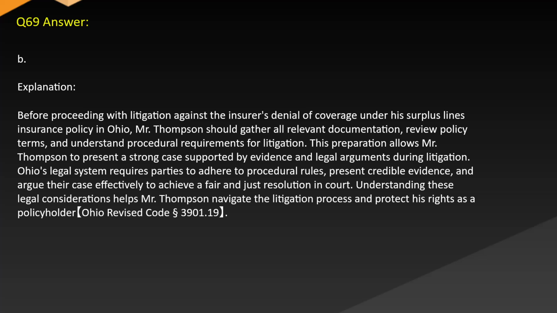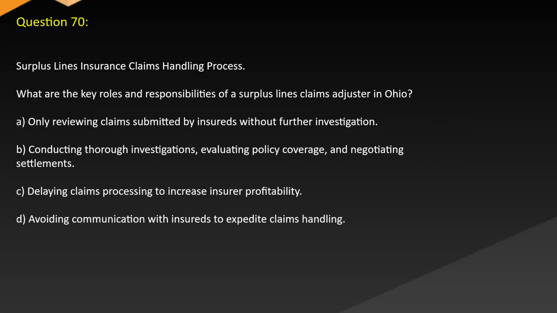Understanding these legal considerations helps Mr. Thompson navigate the litigation process and protect his rights as a policyholder. Ohio Revised Code 3901.19. Question 70. Surplus lines insurance claims handling process. What are the key roles and responsibilities of a surplus lines claims adjuster in Ohio?